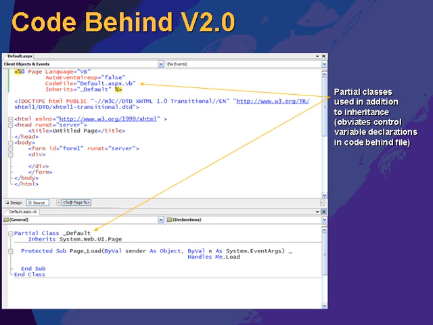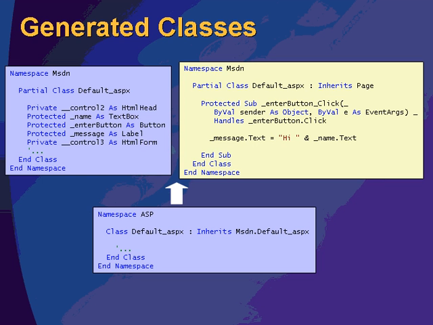So here's the 2.0 code behind. As I mentioned, we have the code file attribute. That's new in 2.0, and that means you're using the partial class mechanism, and you assume that ASP.NET is going to be generating the sibling class for you that contains all of the member variable declarations, among other things.